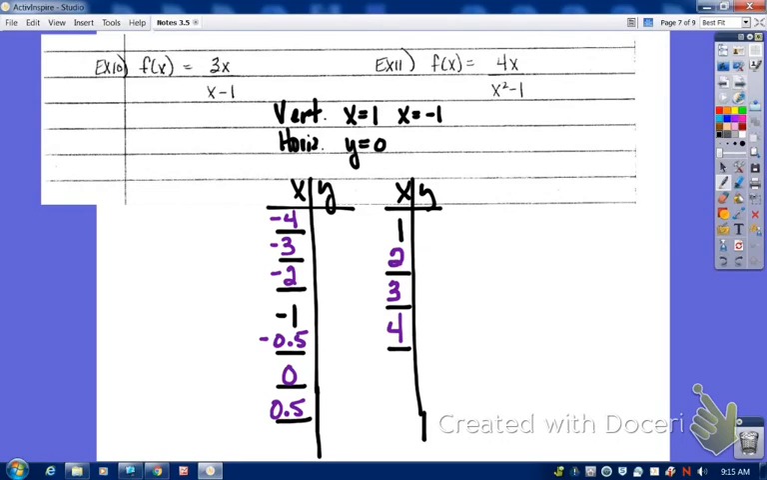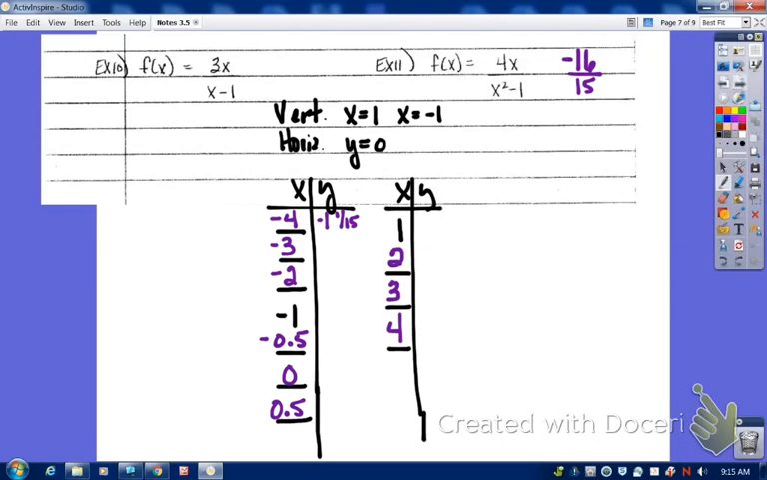So let's do negative 4. 4 times negative 4 is negative 16. Negative 4 squared is 16. 16 minus 1 is 15. So when x is negative 4, y is negative 1 and 1/15. If you want to do a decimal, you can, but we're going to estimate when we graph anyway.